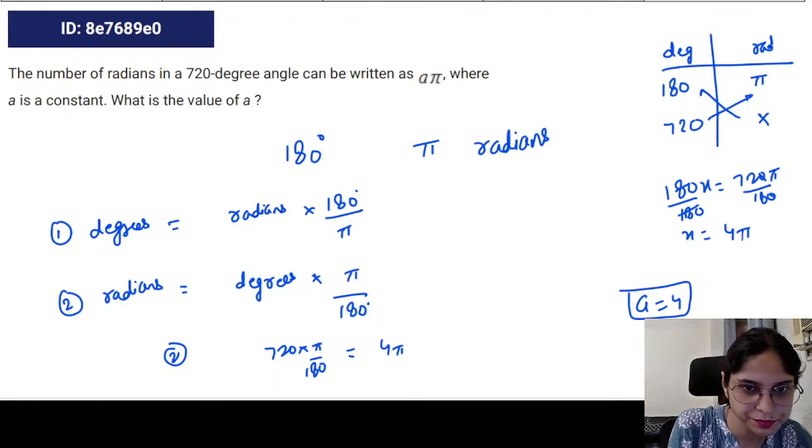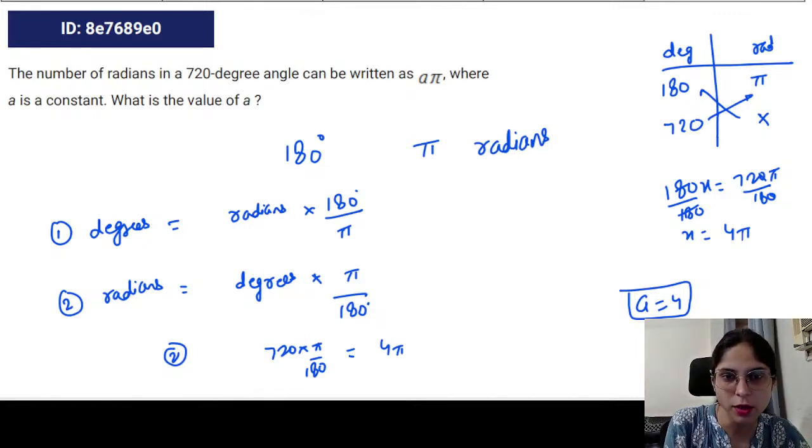Alright. So that is how I solve the degree to radian questions. You can directly use a formula or you can just use a table. Anything is fine.